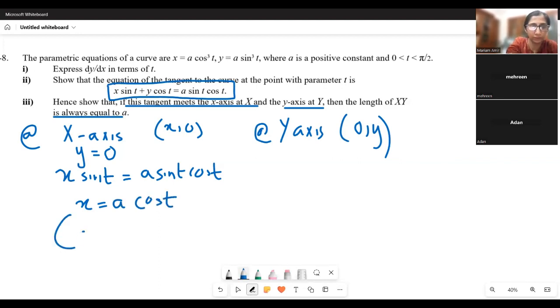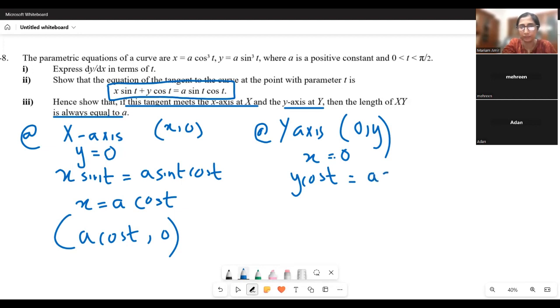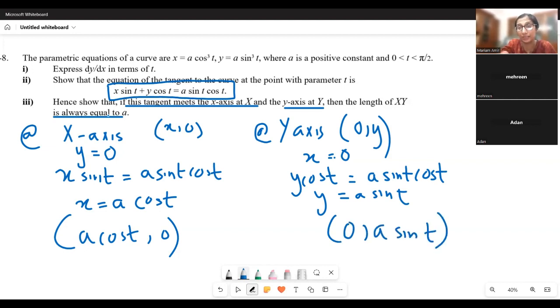So that point is going to be a cos t, comma 0 on the x-axis. Similarly, on the y-axis, x is going to be 0. So the equation is going to be 0 times sine t, which is 0. Then y cos t equals a sine t cos t. Cos t cancels. Y equals a sine t. So the other coordinate is going to be 0, comma a sine t, where the tangent, the straight line, crosses the y-axis.